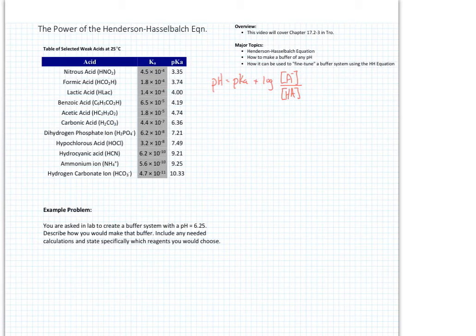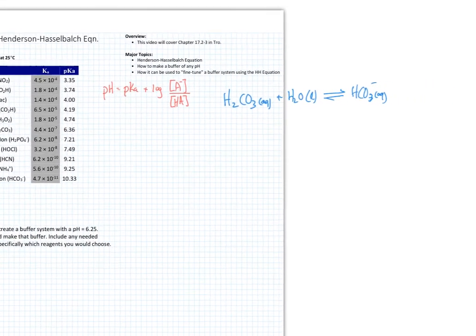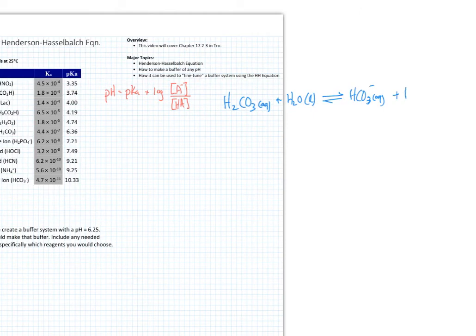So carbonic acid is H2CO3 aqueous plus H2O liquid is in equilibrium with, remember, it's an acid. That means it's giving up a proton. So it's going to be HCO3 minus 1 aqueous plus H3O plus.